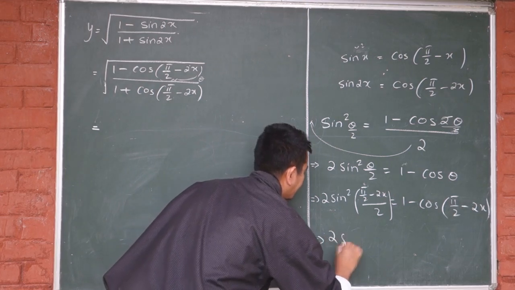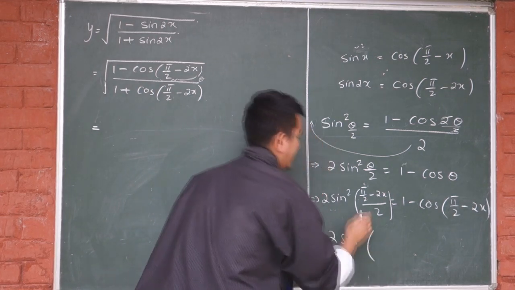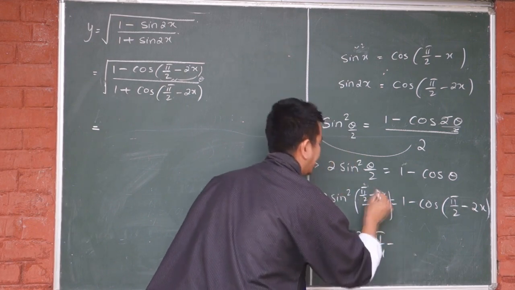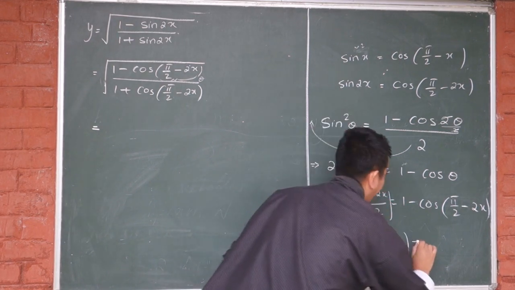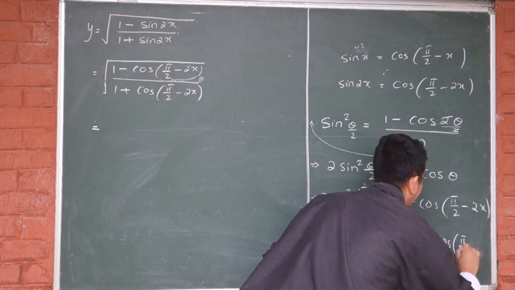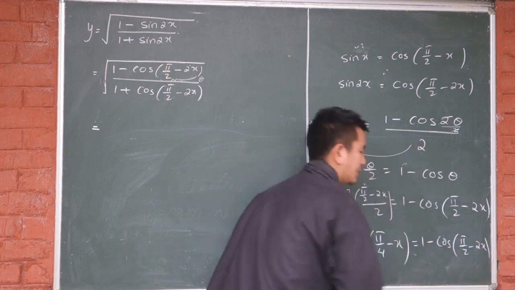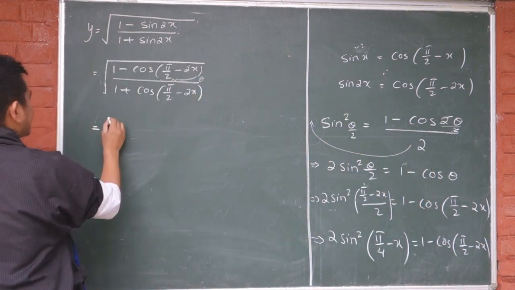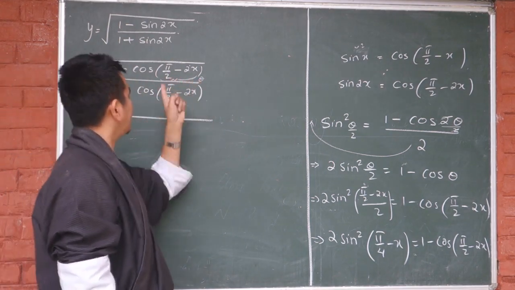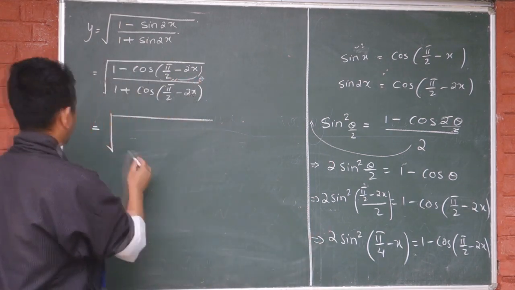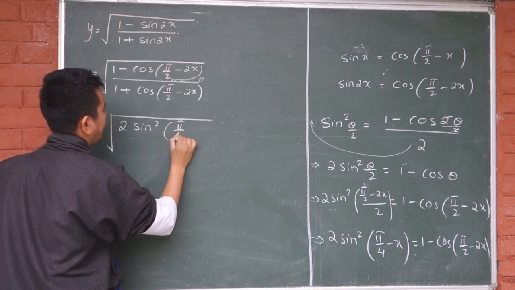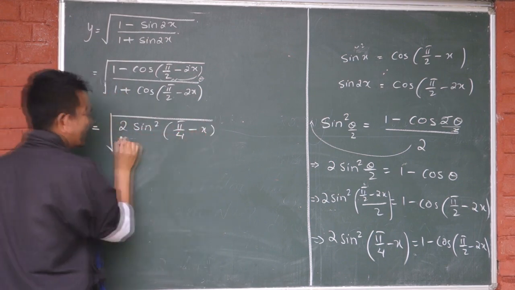Which implies 2 sin square. This 2 will multiply here. It becomes pi by 4 minus, this 2 and this 2 will get cancelled, x. Which is equal to 1 minus cos(pi by 2 minus 2x). I hope you got it. Which means now I can write 1 minus cos(pi by 2 minus 2x) as 2 sin square(pi by 4 minus x).